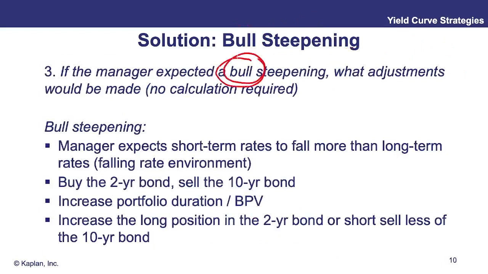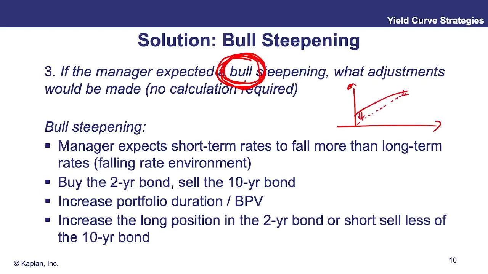So if you expect a bull steepening, the new thing is bull there, you should keep a net positive duration such that overall the price of your portfolio rises as overall rates fall. So remember what a bull steepening looks like. We start off like this and rates are going to fall overall and the yield curve is going to steepen as well. So that's a bull steepening. All right, short rates fall by more than long rates.